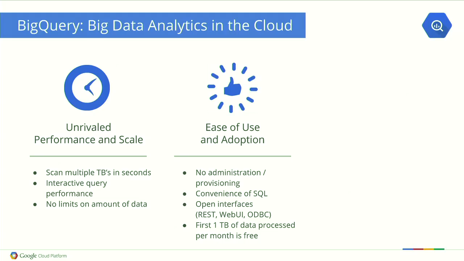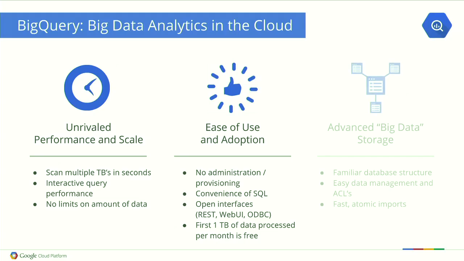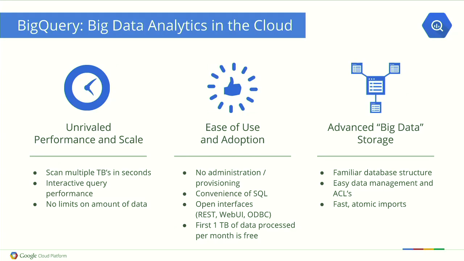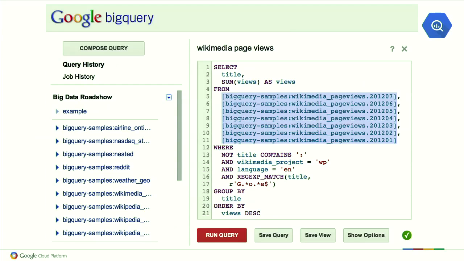The first 1 terabyte of data that you process per month is free. It provides a very familiar database structure. So you have databases, you have tables within the database. Data management is very easy, and it has the opportunity to import data atomically very, very quickly. There are various methodologies you can use to get data into BigQuery. So can we drop back to the demo, please?